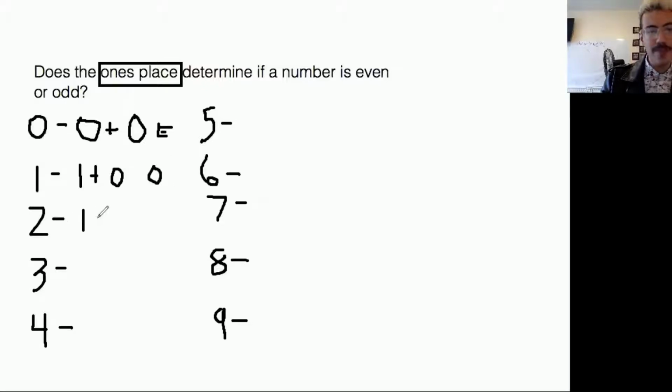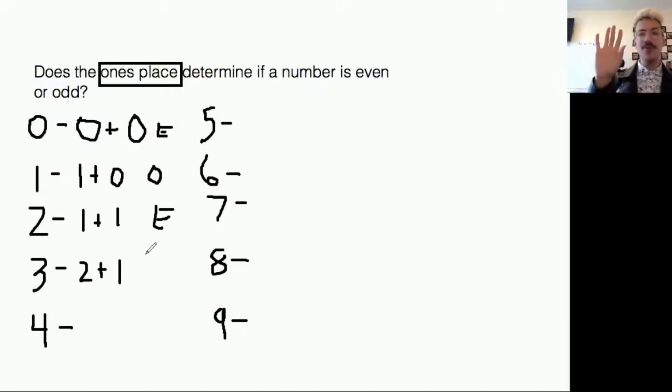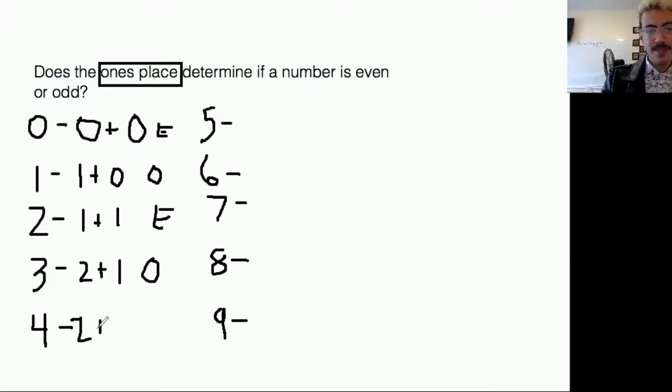2, 1 plus 1. You're going to be even. 2 equal groups. 3, 2 plus 1. 1 group of 2, 1 group of 1. You can't divide that evenly. You have 1 left over if you tried. So that's odd. 4, 2 plus 2, even. 5, 3 plus 2, odd.